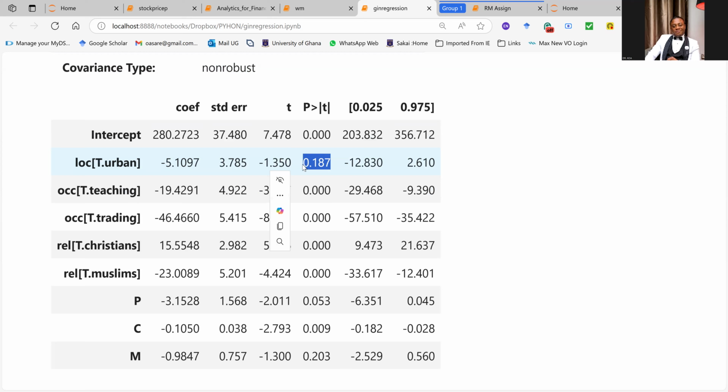So I want each one of you to look at each one. Just be prepared. I'm going to mention your name. I'll try the first one for you. If you check location urban, now check the p-value for location urban. It is approximately 18.7%. And that is way more than the acceptable limit of 5%. So my question is, is location significant in determining the quantity demanded? And you have to give a reason. Is it significant?